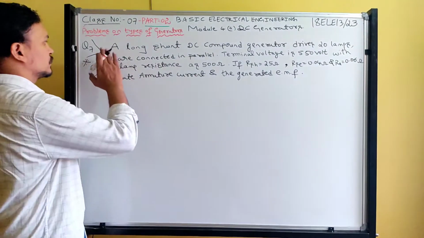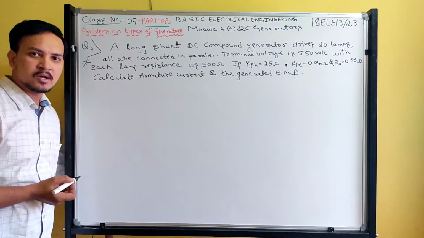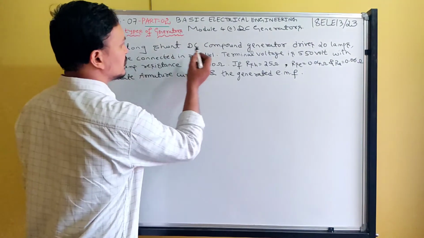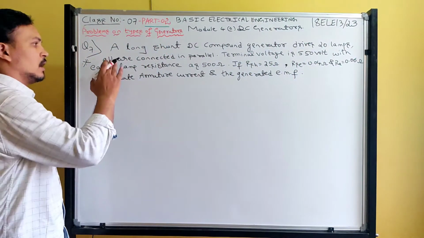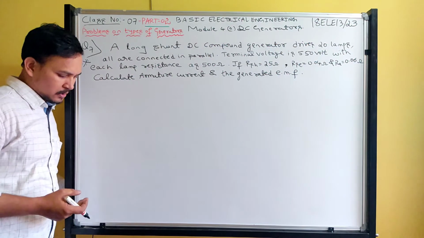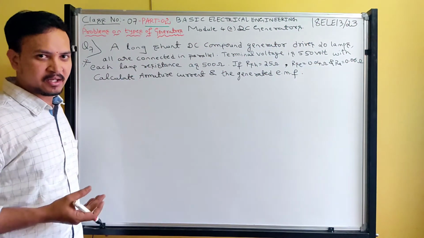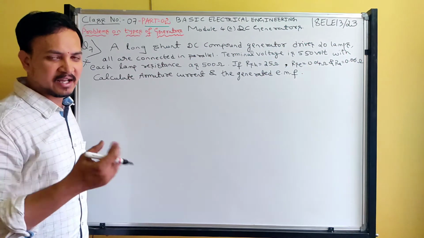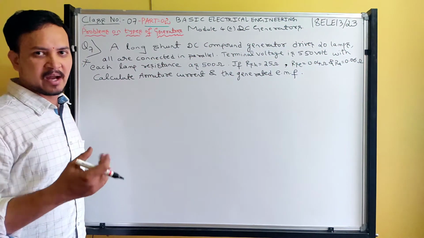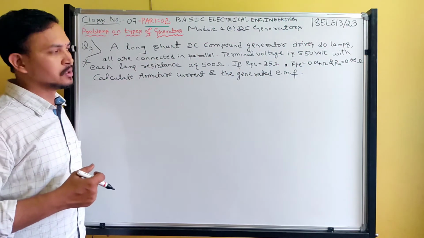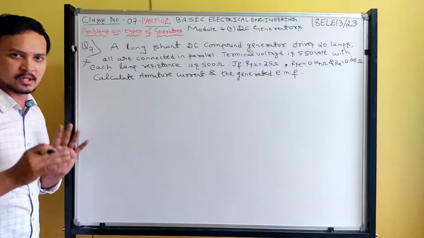So guys, next is question number 7. A problem on a long shunt DC compound generator. A long shunt DC compound generator drives 20 lamps, all connected in parallel. Why is it driving lamps? We know the applications of a generator: we can use a generator for lighting purposes, and we can use generators for charging batteries. So we can first draw the long shunt DC compound generator.